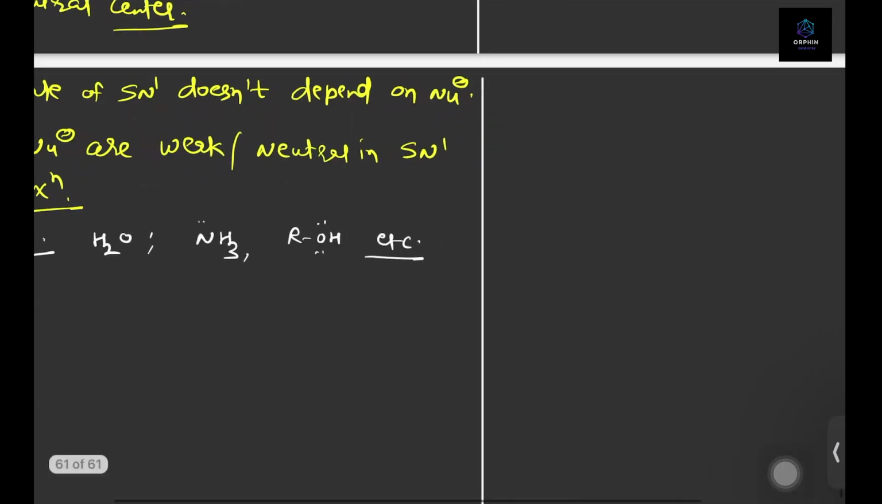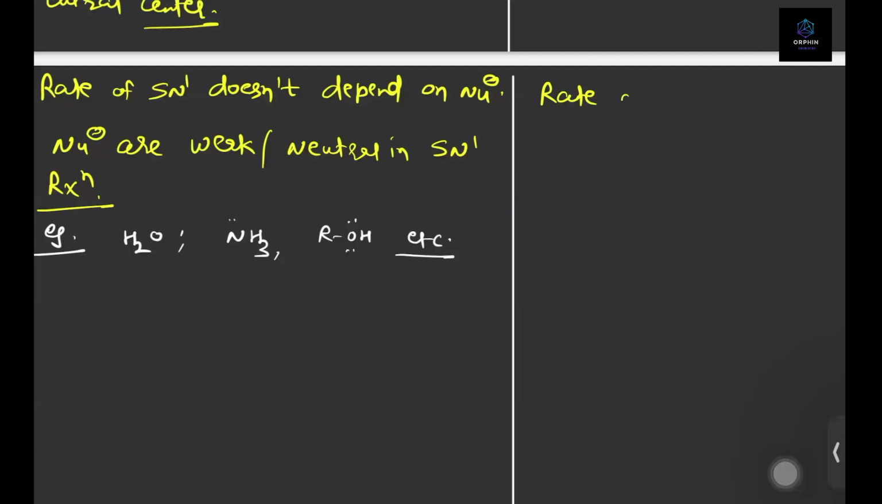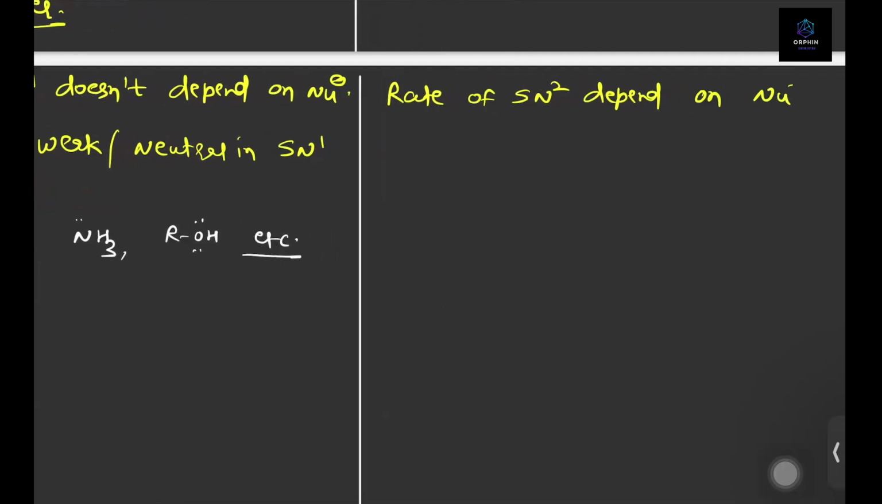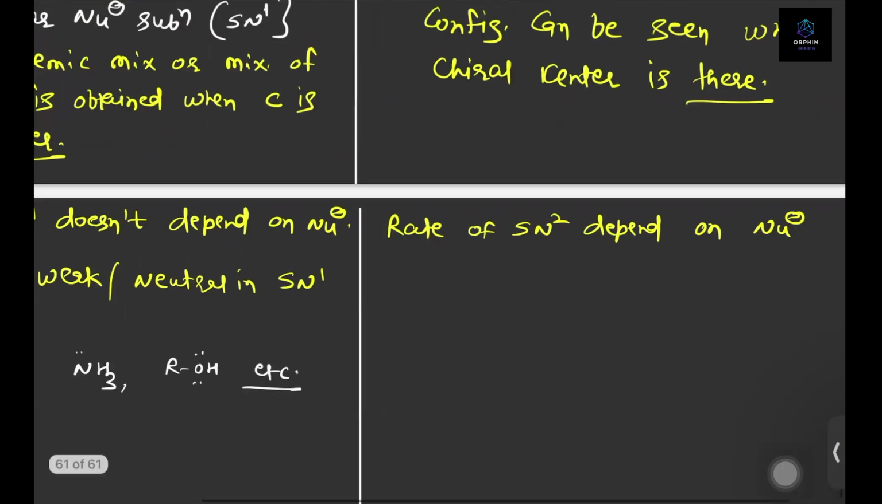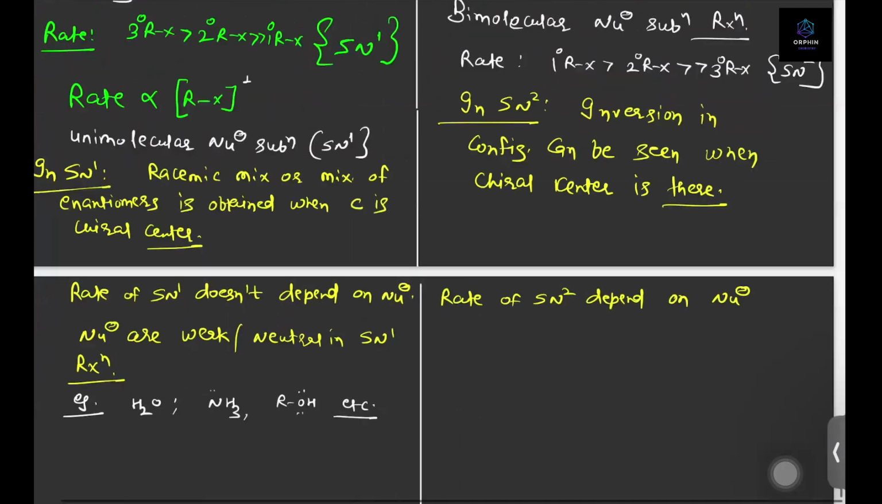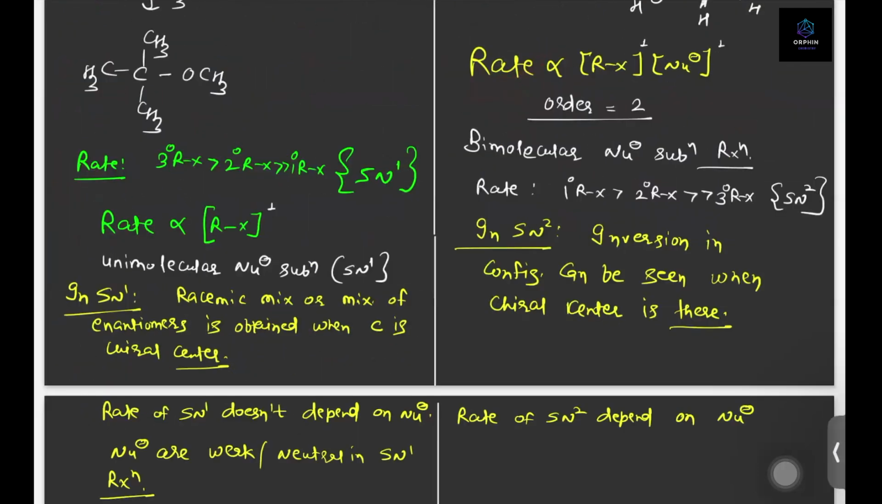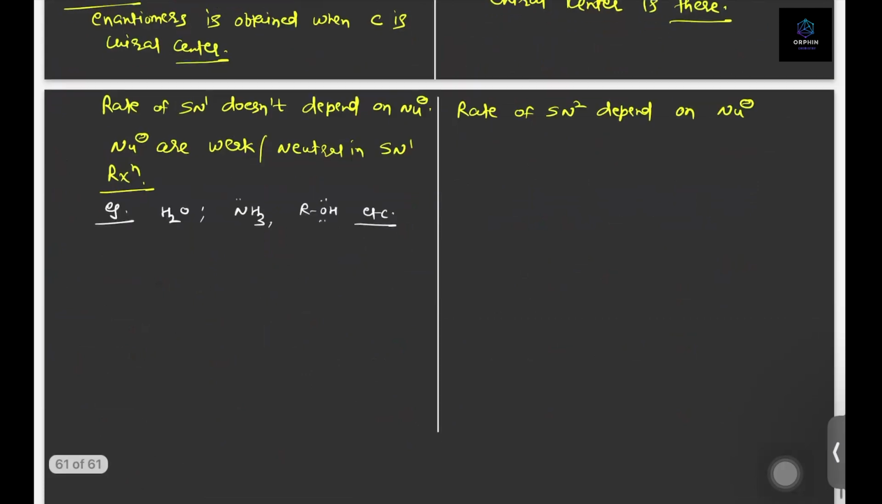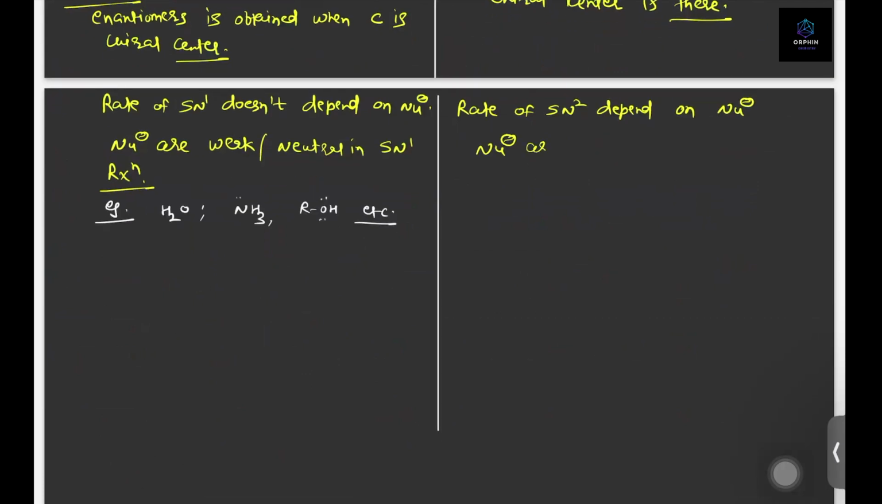Now SN2. Does the rate of SN2 depend on the nucleophile or not? It depends, on both the concentration and the strength. If the nucleophile is stronger, the rate will be faster. If the nucleophile concentration is more, the rate is also more. So the rate of SN2 depends on the nucleophile, and nucleophiles are strong, or we can say charged, in SN2 reactions.